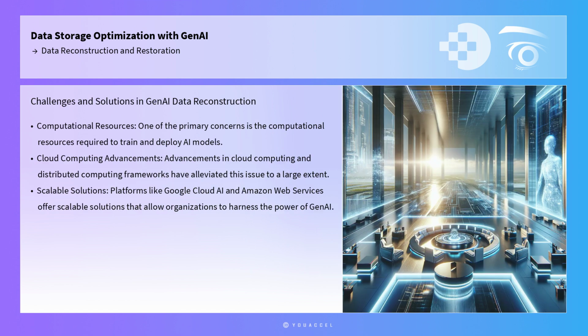The application of GenAI in data reconstruction and restoration is not without its challenges. One of the primary concerns is the computational resources required to train and deploy AI models. However, advancements in cloud computing and distributed computing frameworks have alleviated this issue to a large extent. Platforms like Google Cloud AI and Amazon Web Services offer scalable solutions that allow organizations to harness the power of GenAI without the need for significant upfront investments in hardware.